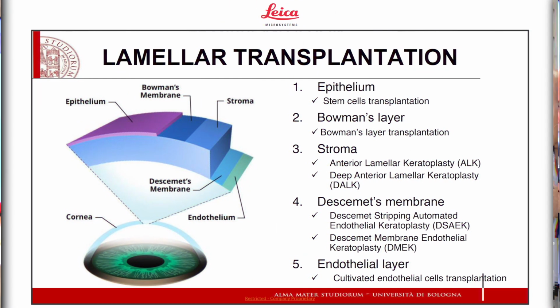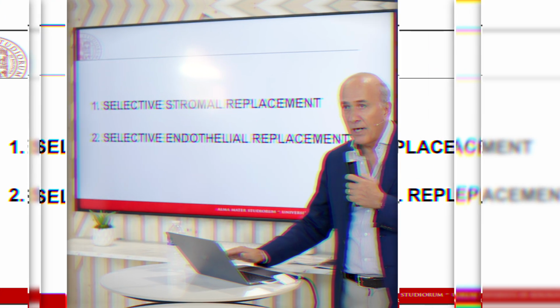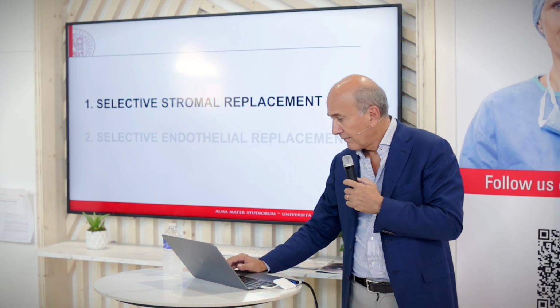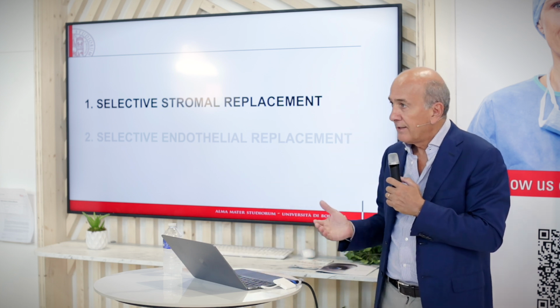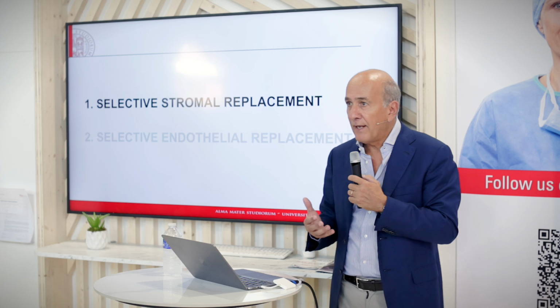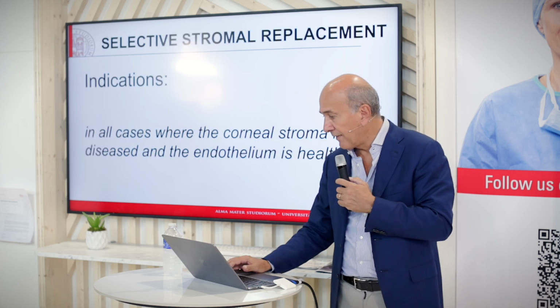Now let's get more into the details of lamellar keratoplasty. Of course, we're going to talk about stromal replacement, selective, and stromal endothelial replacement. For stromal replacement, the indication is whenever the stroma is opaque and whenever you have a healthy endothelium, okay? You know that very well.